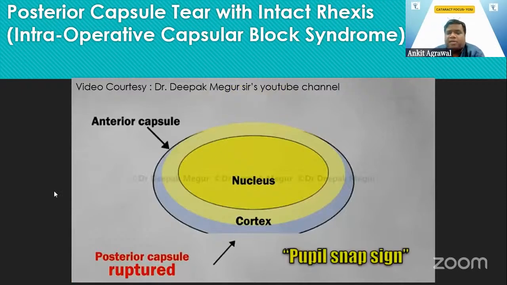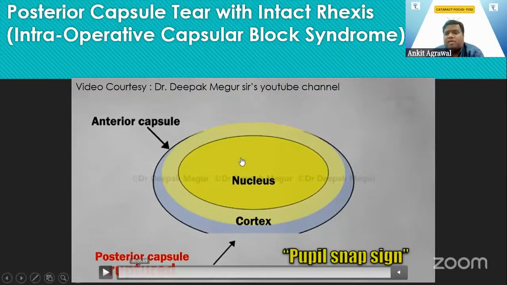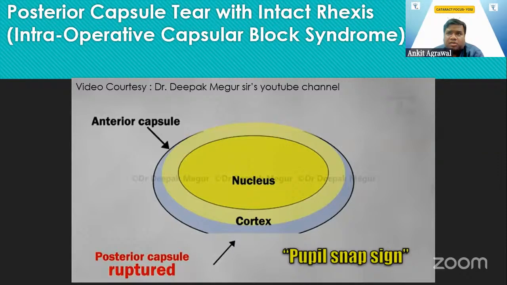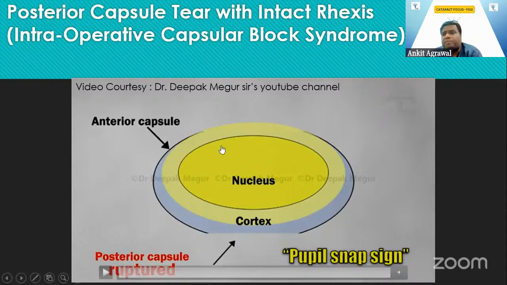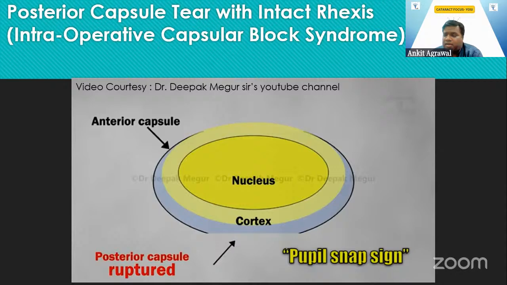What happens when the blowout occurs is that you will see something called the pupil snap sign. In this, the pupil suddenly becomes smaller. We have to realize this when doing the surgery, because after the pupil snap sign has occurred, if you put the phaco inside the anterior chamber and switch on the irrigation, suddenly your nucleus will drop in the vitreous.